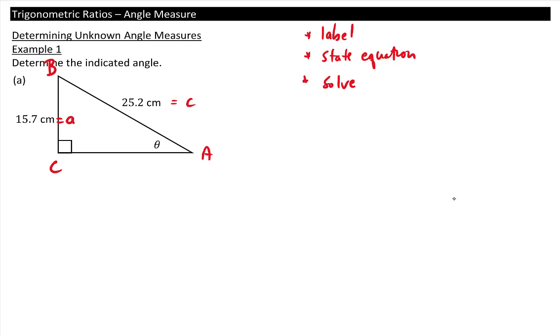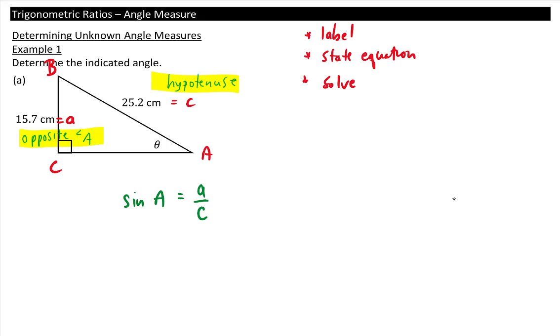The next thing we need to do is identify what sides they are relative to our angle of focus. Since our angle of focus is angle A, side C is our hypotenuse because it's across our 90-degree angle, and side A is opposite angle A. So we need a ratio that has opposite and hypotenuse in it. If we look at our list of ratios, sine of A is equal to the opposite over the hypotenuse, so A over C.